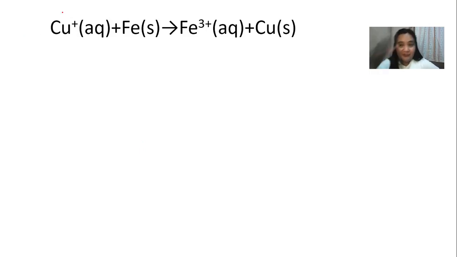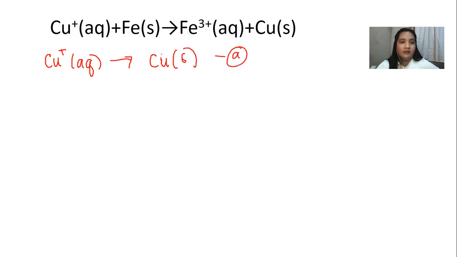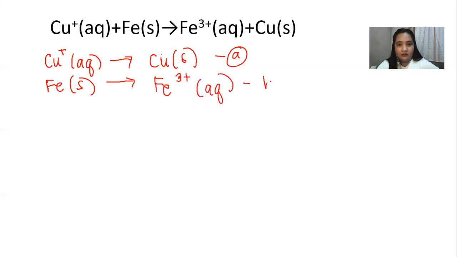I have a very sticky tablet. Okay, so first step, copper, which is aqueous. We turn it into what? The first half reaction is copper to solid. That's reaction A. The second one is iron, or Fe solid. It turns to what? Fe 3 positive aqueous. So this is our second reaction.